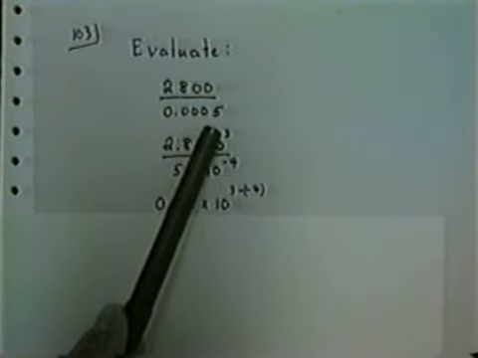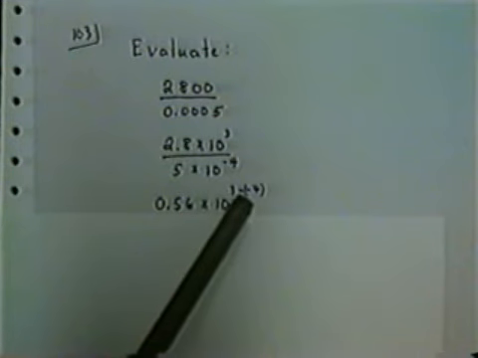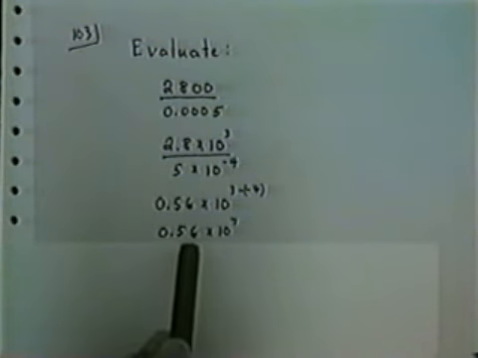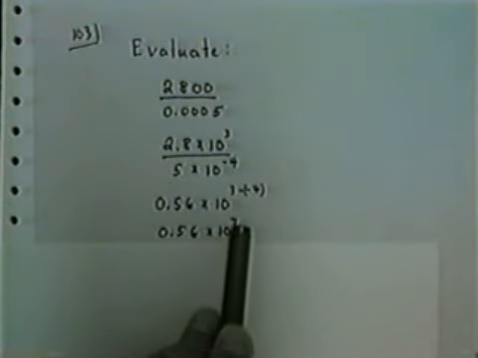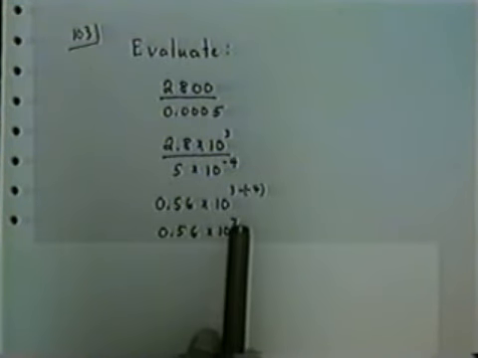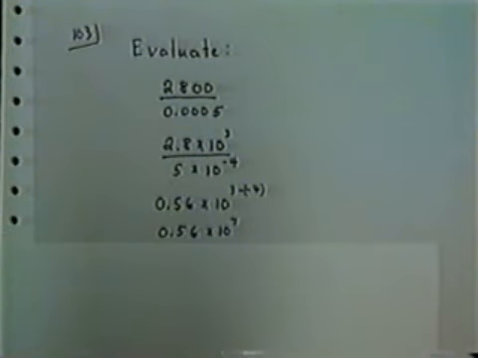Exponent 3, the top exponent, minus the bottom exponent. 3 subtract a negative 4. Or I get 0.56 times 10 to the 7th. 3 subtract a negative 4 is the same as 3 plus 4, which is 7. Be very careful with your negative exponents.